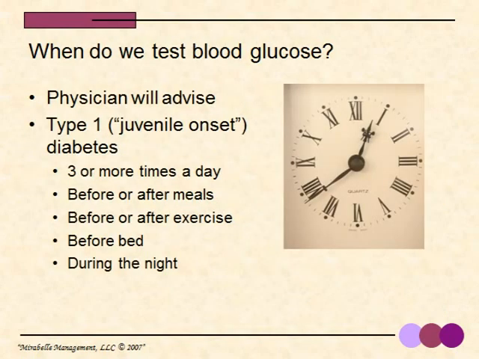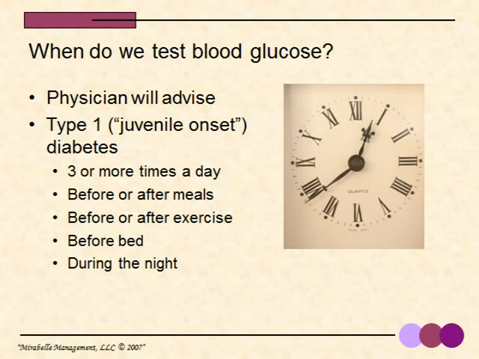The doctor will advise on how often a person should check his blood sugar level. In general, the frequency of testing depends on the type of diabetes and the treatment plan. Type 1 diabetes is very serious and begins when a person is very young, so there will be many years he will have to manage this condition. He may have to check his blood sugar levels 3 or more times a day, before or after meals, before or after exercise, before bed, and even during the night.